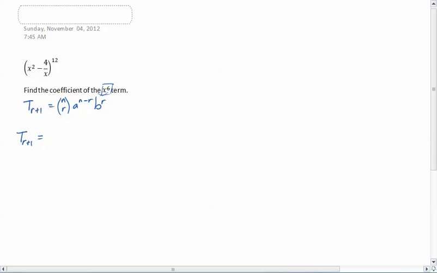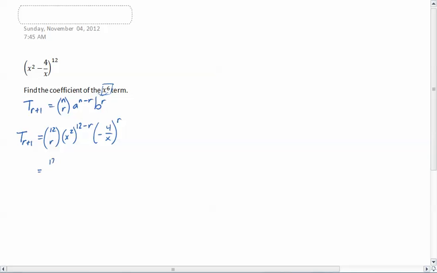which is going to equal, now the n, we do know that, that's 12. But we don't know which element we're looking at. So a, of course, is x squared to the n, which was 12, minus r. And then b is, of course, negative 4 over x, which, of course, is to the r power. Okay, now, let's go ahead and distribute the exponents and simplify things a little bit, and then we'll work through what we need to do.